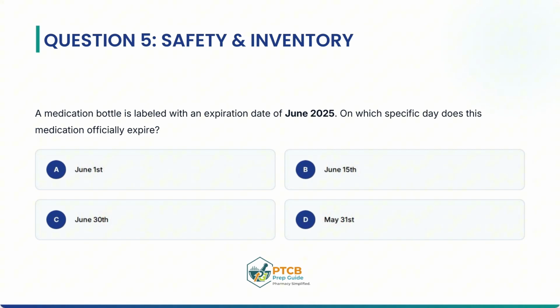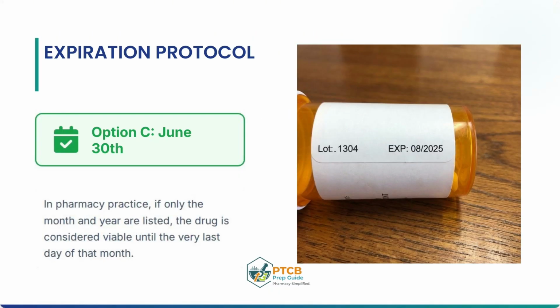You pull a bottle of medication and the expiration date says June 2025. On which day does this medication officially expire? Option A, June 1st. Option B, June 15th. Option C, June 30th. Or option D, May 31st. The answer is option C. In the pharmacy world, if only the month and year are listed, the drug is considered good until the very last day of that month.